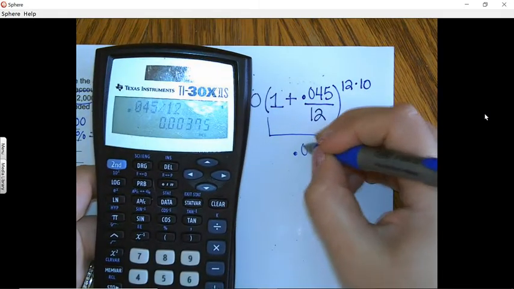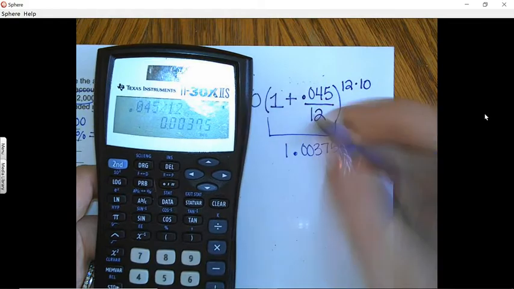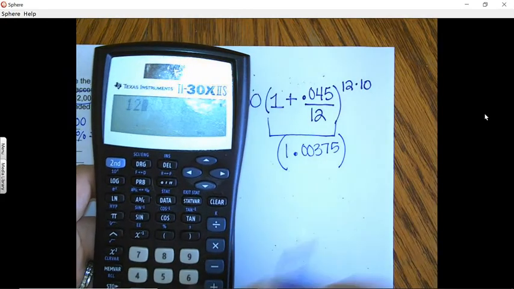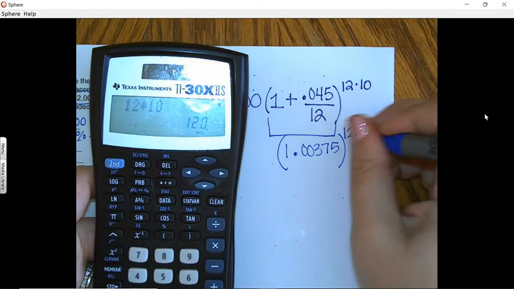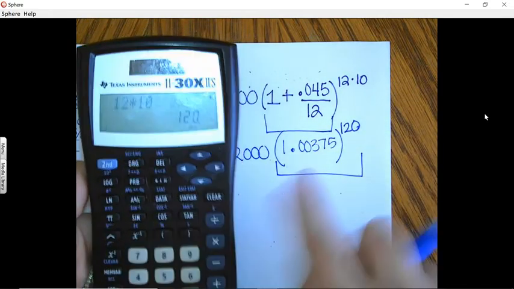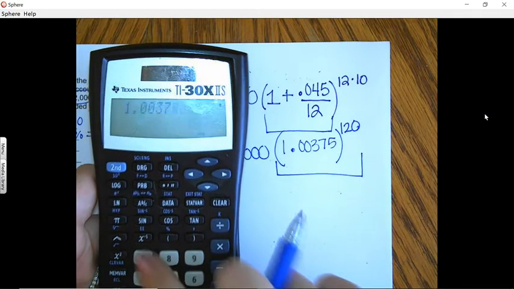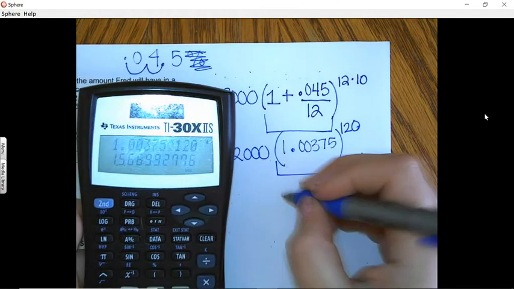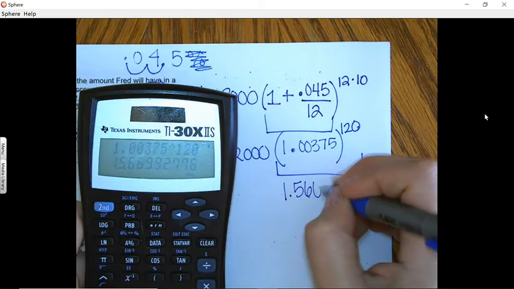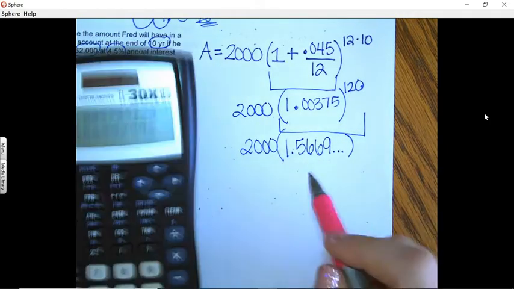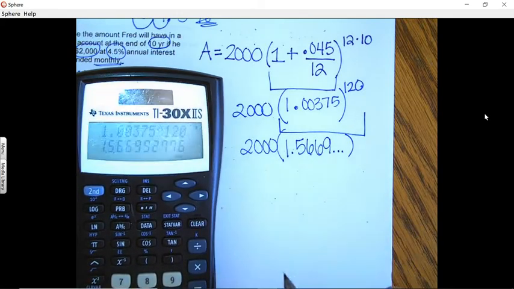So 0.00375, and then add 1 to it. And then next is the exponent, so 12 times 10. So we're going to continue with the exponent. We're going to take 1.00375, raise it to the 120 power, and we're not going to write down all those numbers. I'm going to put ... to remind myself that there were other numbers on the screen, and just to show my work for my instructor. They can see if I get the wrong answer where, let's say, you went wrong.